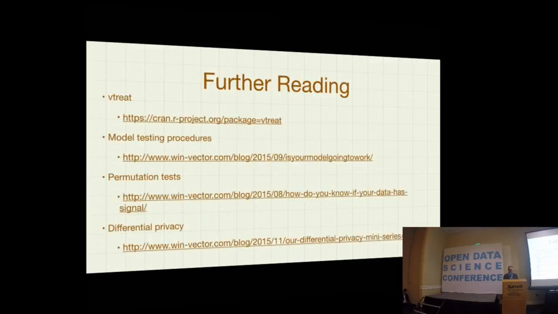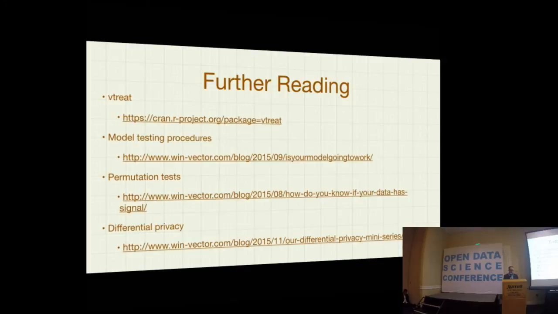So, further reading: VTreat, we're developing more and more vignettes to try to explain the technique. For model testing procedures, we wrote a series we're quite proud of. Again, these links are all in the slides which we're sharing. We wrote a series on comparing all kinds of model testing procedures, like how cross-validation differs from significance testing, differs from permutation testing. It turns out they're all testing different things.